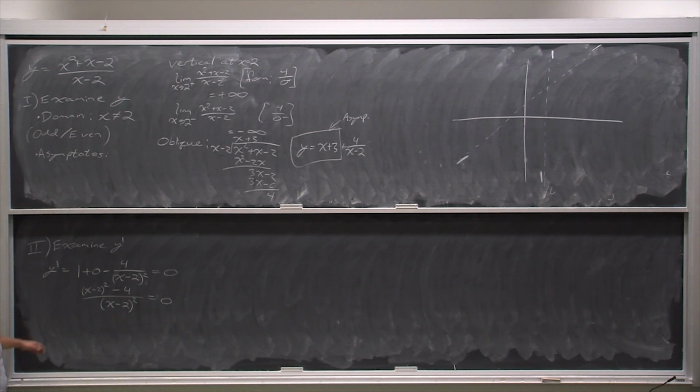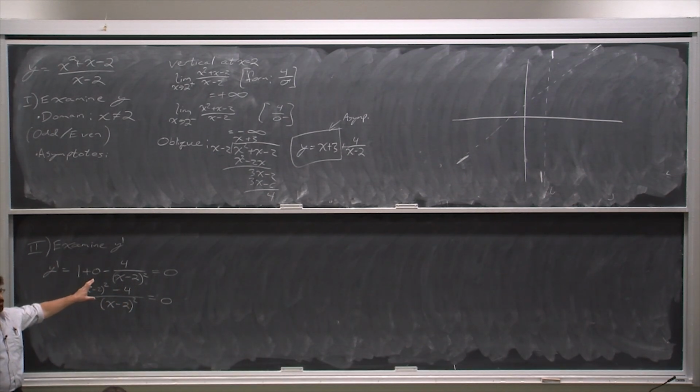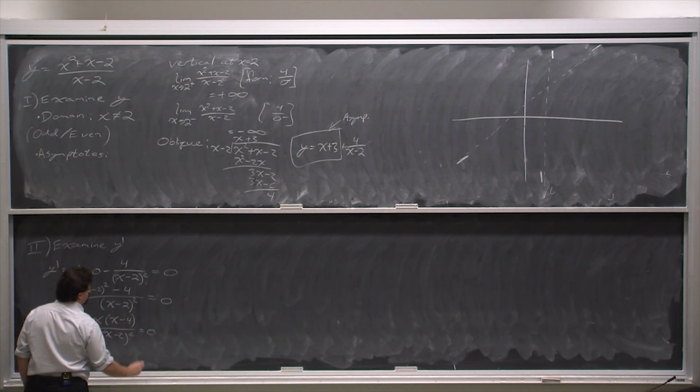2 options at this point. You can expand this and then factor the whole thing. Or, if you're feeling clever, this is a difference of squares. Right? You can factor it out as difference of squares, and you can get x times x minus 4 over x minus 2 squared is equal to 0.